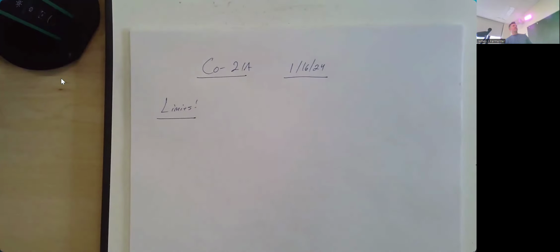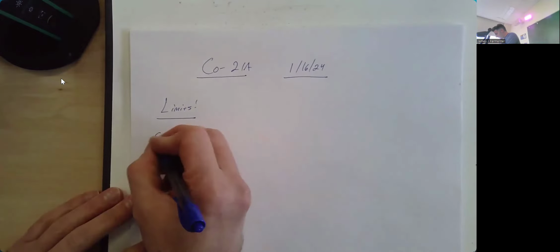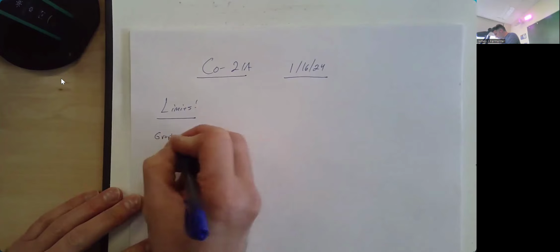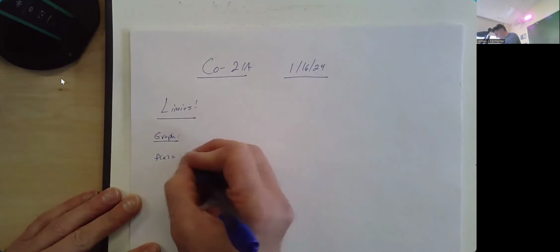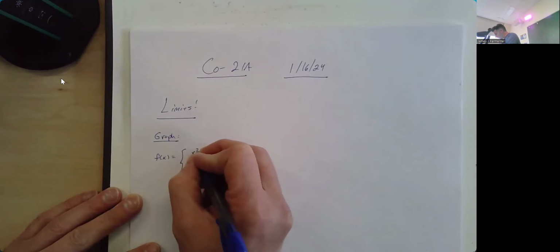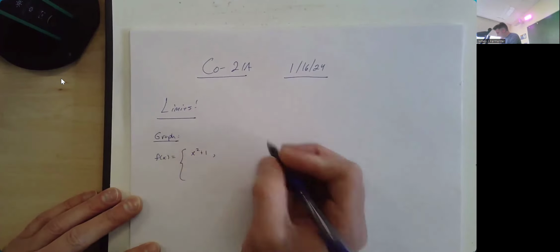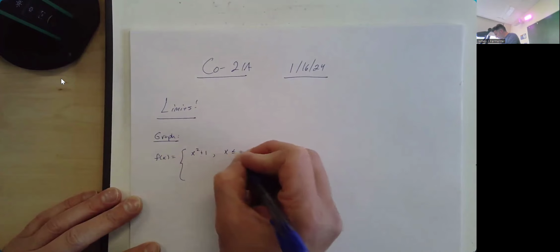And so I think first and foremost, we should talk about just the idea of what a limit is. So let's look at this graph. Here's a function, a piecewise function. F of x equal to, what's it got here? Equal to x squared plus 1 when x is less than or equal to 0.